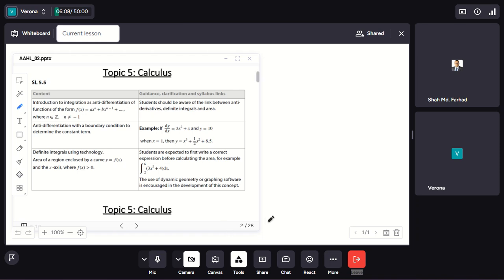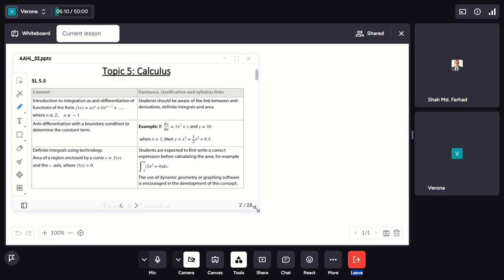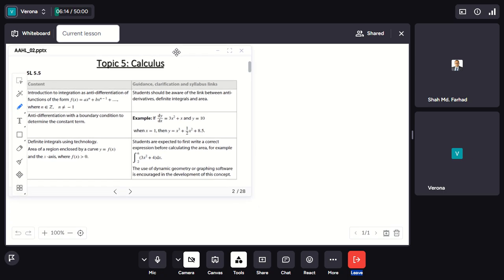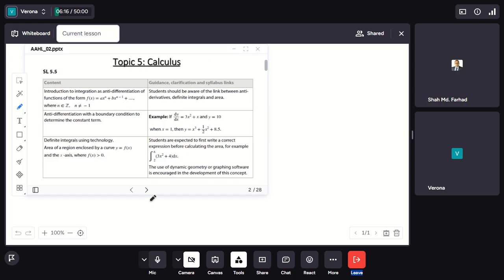Here is the syllabus basically. These topics are related to integral, that is SL 5.5 topic number. Here is anti-differentiation with a boundary condition to determine the constant term, and this term is very important for your exam.